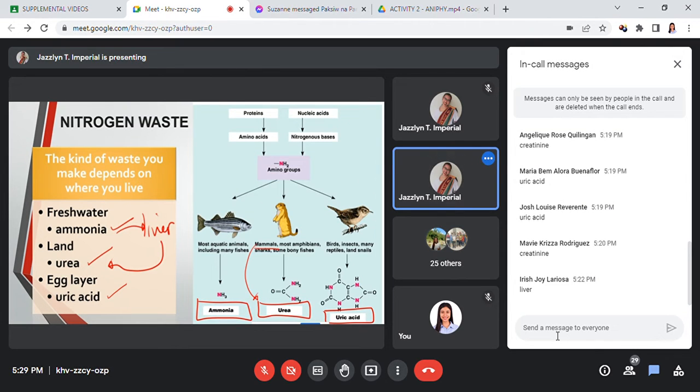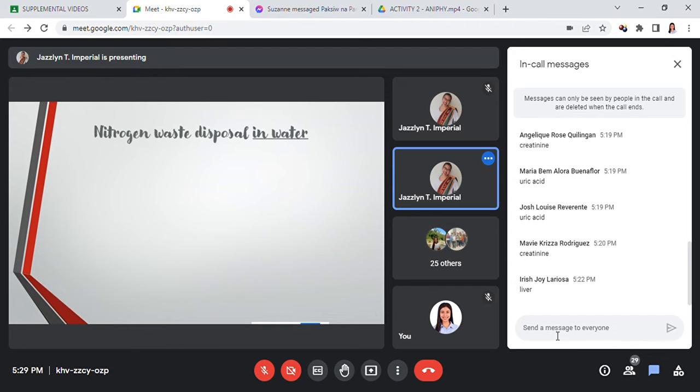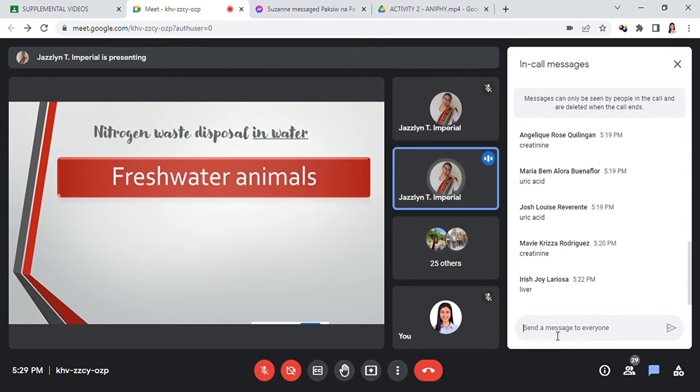Okay? So how do these animals? So nitrogen waste disposal in water. So for freshwater animals, so ano yung mechanism nila? So kung ikaw, marami kang water sa katawan mo, okay, you can also urinate a lot.